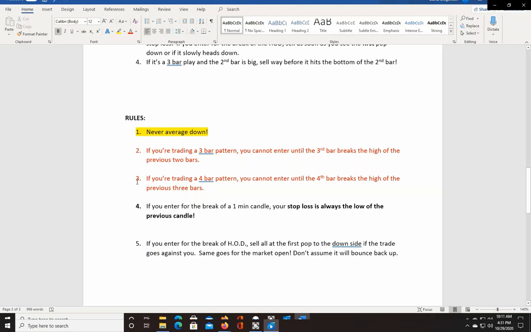And then rule number 3, I also added this because there's a 4-bar pattern that is basically the same as the 3-bar pattern with 1 extra bar, and I want to beat myself over the head with this rule so I don't screw it up again. If you're trading a 4-bar pattern, you cannot enter until the 4th bar breaks the high of the previous 3 bars.